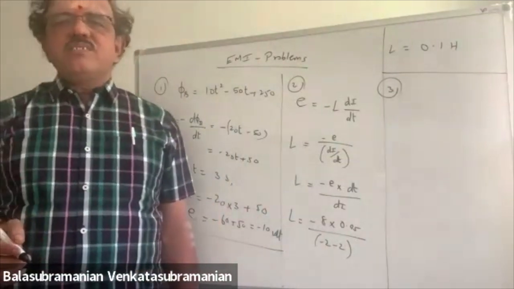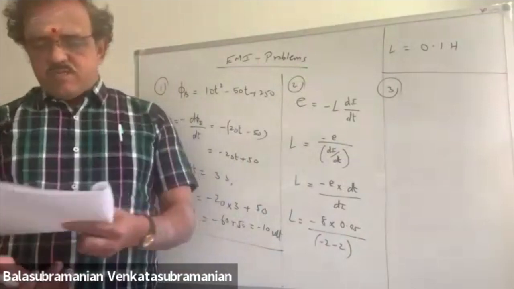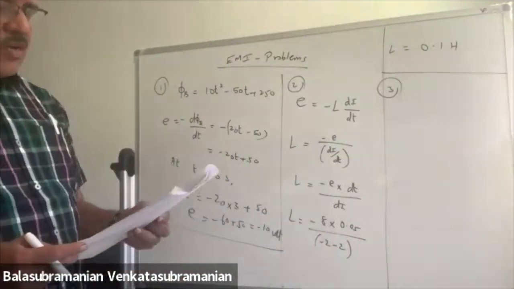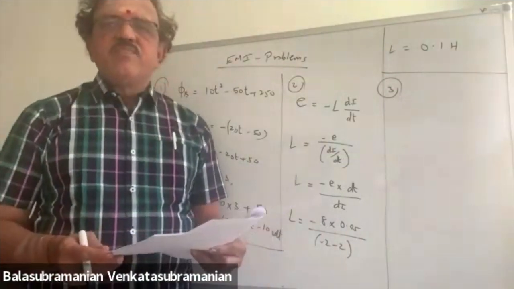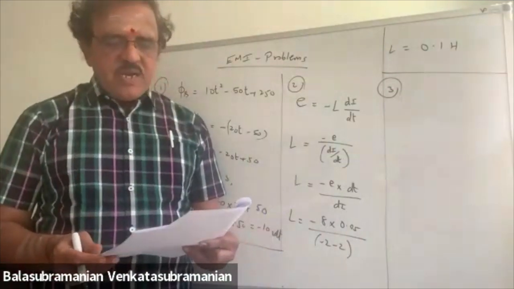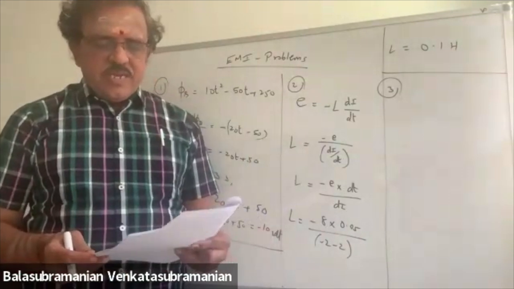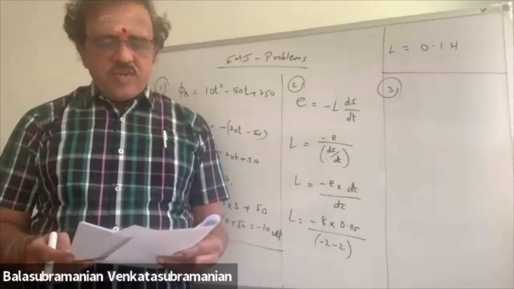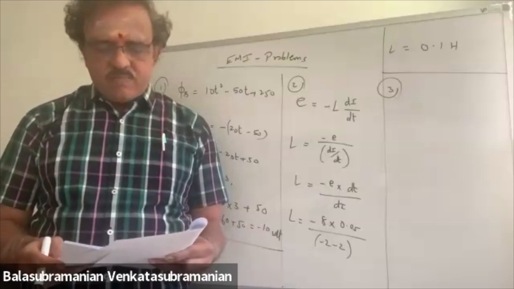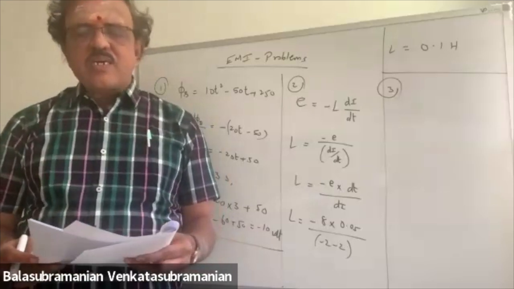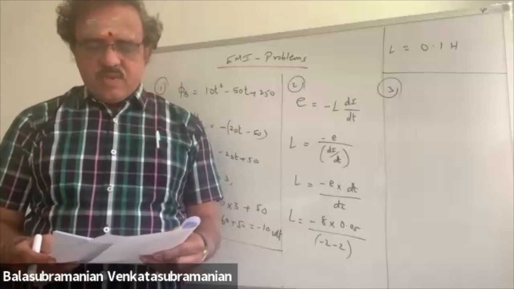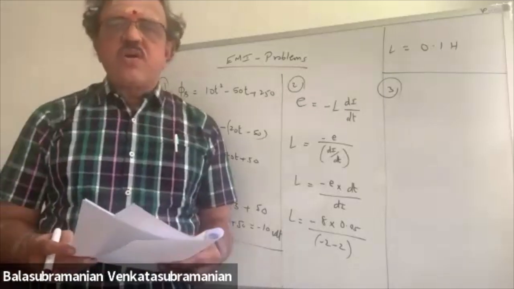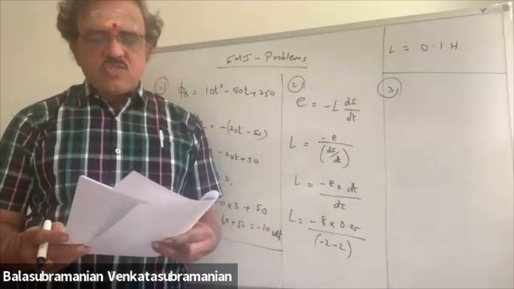Induced EMF in the self-induction of a coil. Next, the third one. A circular coil of cross-sectional area 4 centimeters square has 10 turns. It is placed at the center of a long solenoid that has 15 turns per centimeter and cross-sectional area 10 centimeters square. The axis of the coil coincides with the axis of the solenoid. What is the mutual inductance?